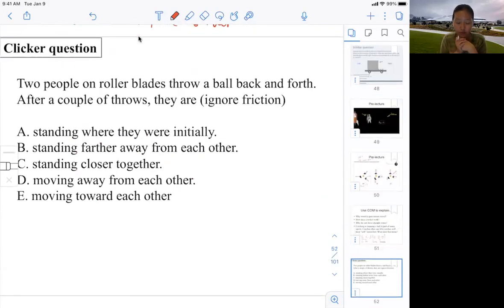Okay, now we have a question for us to discuss. Two people on rollerblades throw a ball back and forth. Ignore friction, which means there is no external force to consider. After a couple throws, what do you think these two people do? Are they standing where they were? Are they standing further from each other or standing closer? Or are they moving away from each other or moving toward each other? I'll have you discuss this for a couple minutes and then when we come back, we can vote.